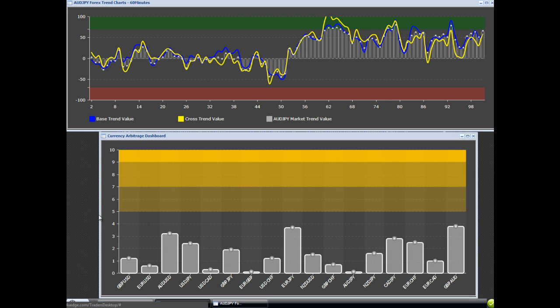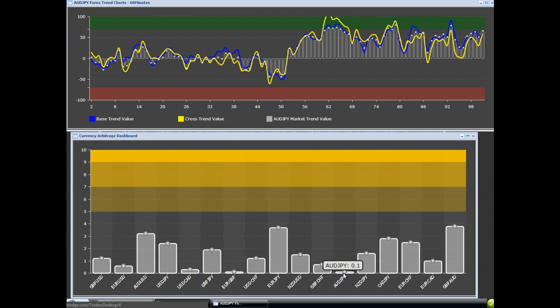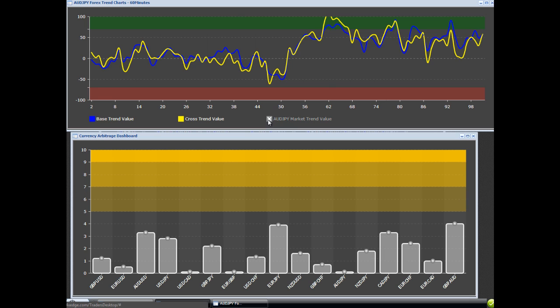So here's our Aussie yen at the top. And our Aussie yen line is right here, and you can see there's really no divergence at all between these two currencies. So there's no arbitrage opportunity at all. Why is that? Well, if we turn off the trend market data and we just look at the currency pairs, each side, actually, the currencies, the base and the cross. The base is the Aussie dollar, and the cross is the Japanese yen. They're literally sitting on top of each other.